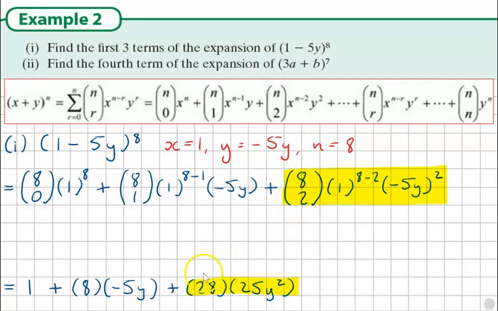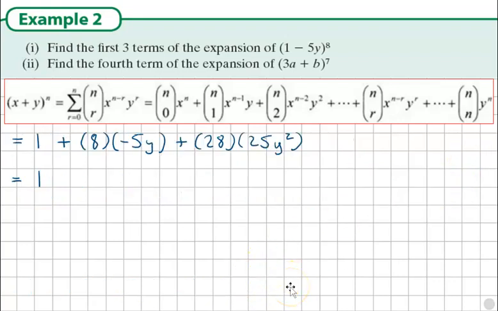Then 8 choose 2 is going to be 28, and then 1 to the power of 8 minus 2 is going to be 1 to the power of 6, which is just 1. So 28 times 1 will just be 28. And then minus 5y to be squared. So minus 5 by minus 5 is positive 25, and y times y is y squared.